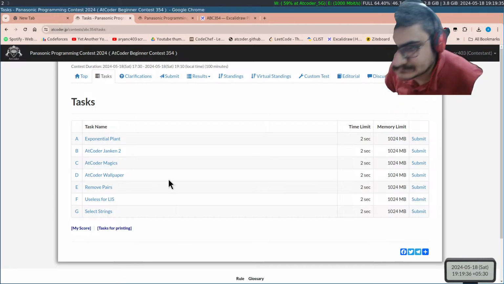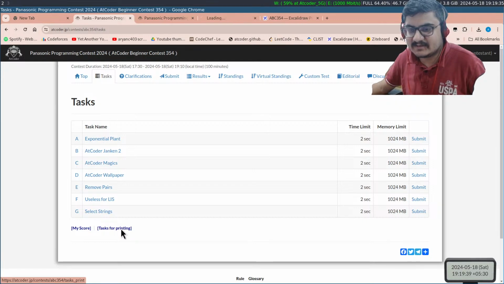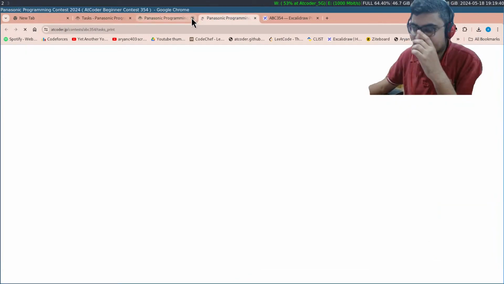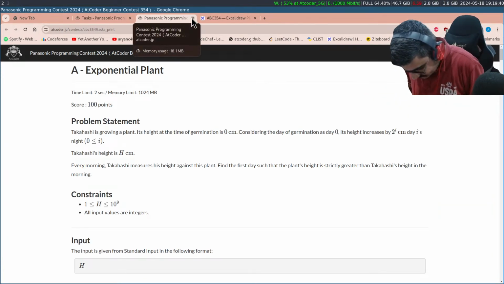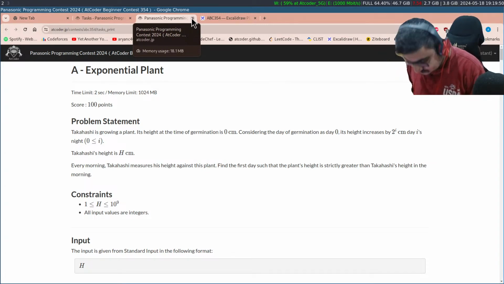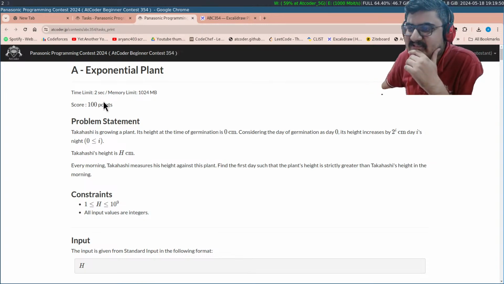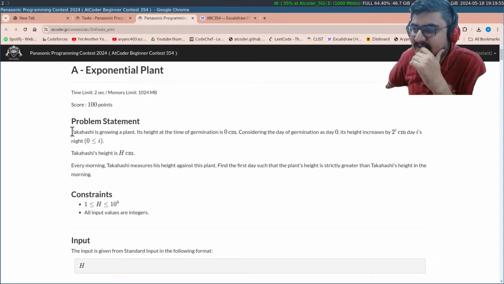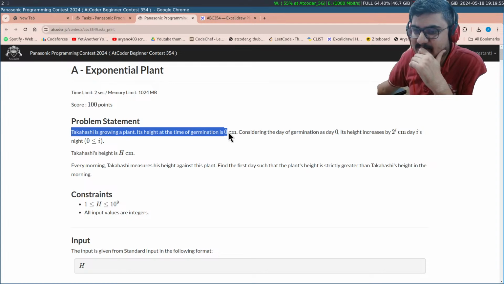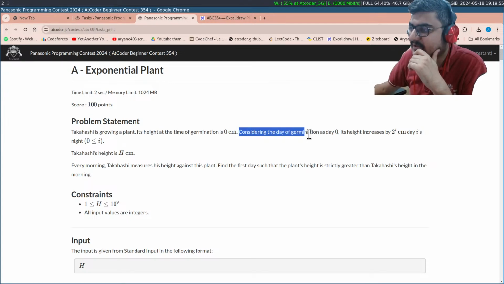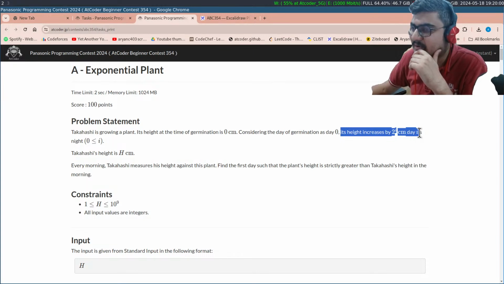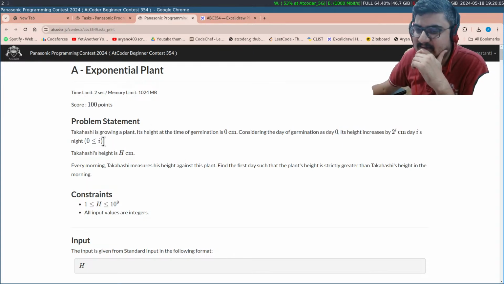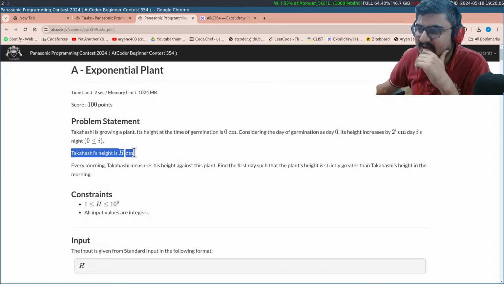Thanks, Raj. So let's get started with the first problem for today. The first problem says exponential plant. Takashi is growing a plant. Its height at the time of germination is 0 centimeters. Consider the day of germination as day 0. Its height increases by 2 to the power i centimeters on day i's night for all i greater than or equal to 0. Takashi's height is 8 centimeters.